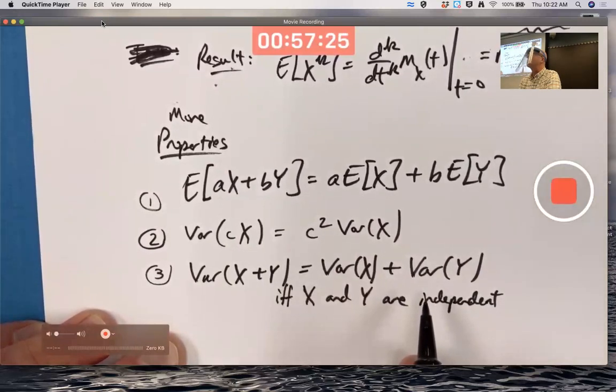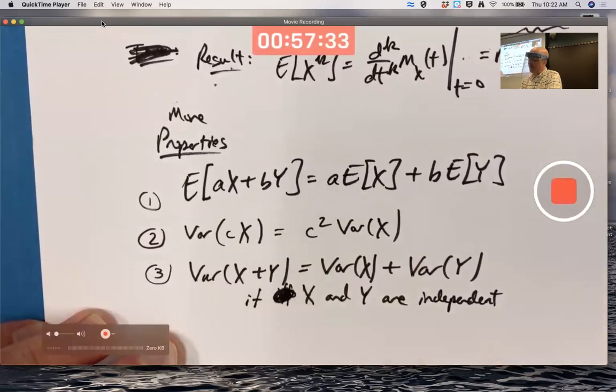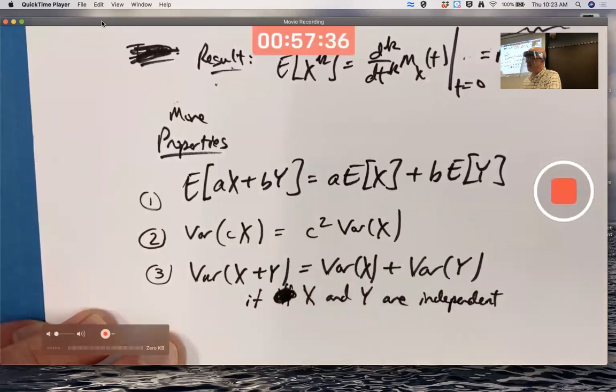I think I better just stick with if. Okay. If this is true, then that's definitely true. I need to think about the other direction.